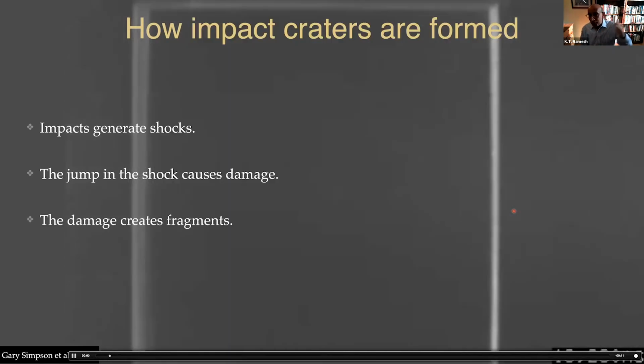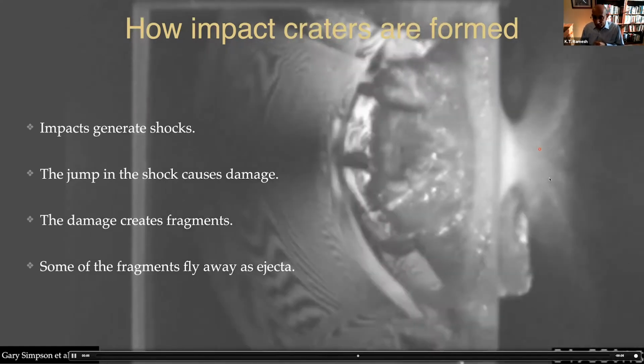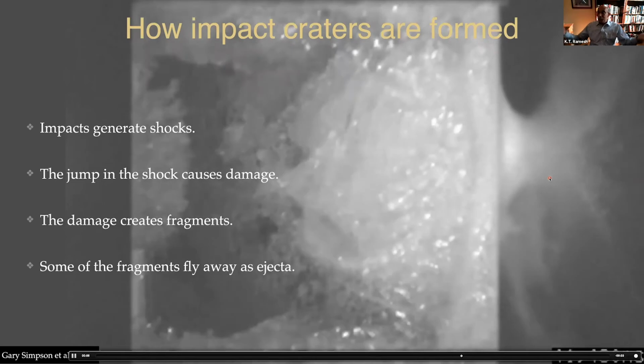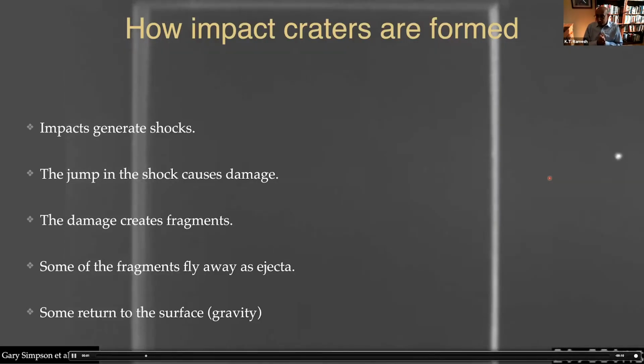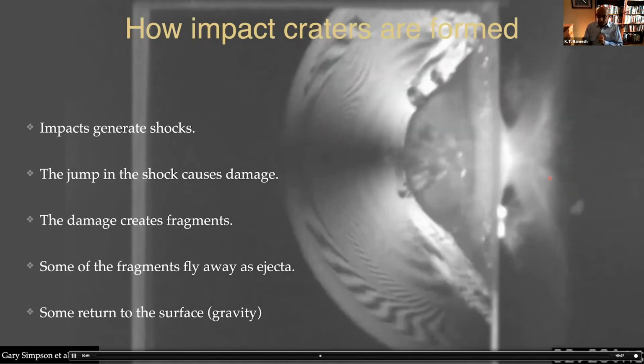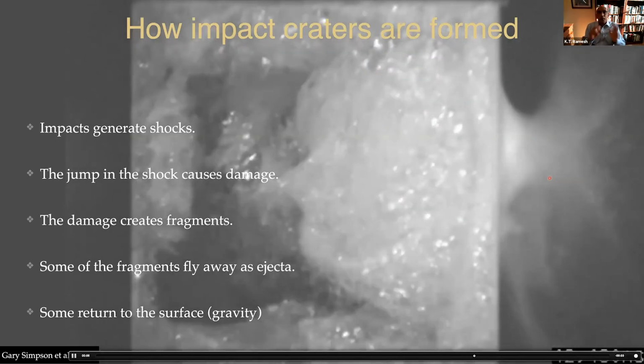The damage creates the fragments, and the fragments then fly away. You see all these pieces flying away? Those are the fragments. If you had gravity, those fragments would fall back down again, and you'd collect them as ejecta, as pieces of rock on the surface of your planet. So that's the connection between impact craters and shocks.